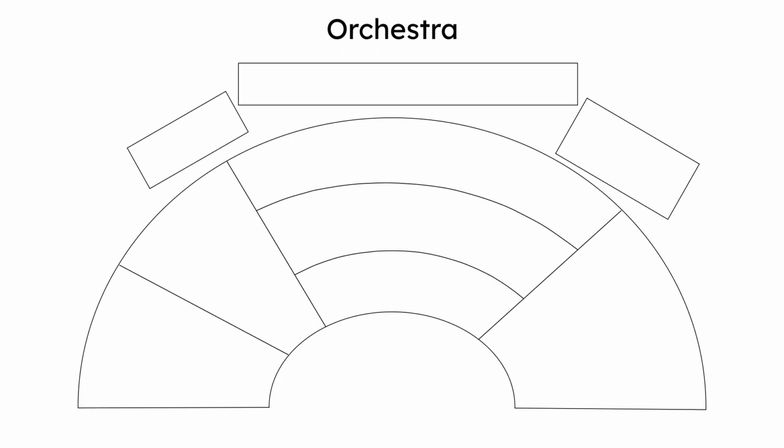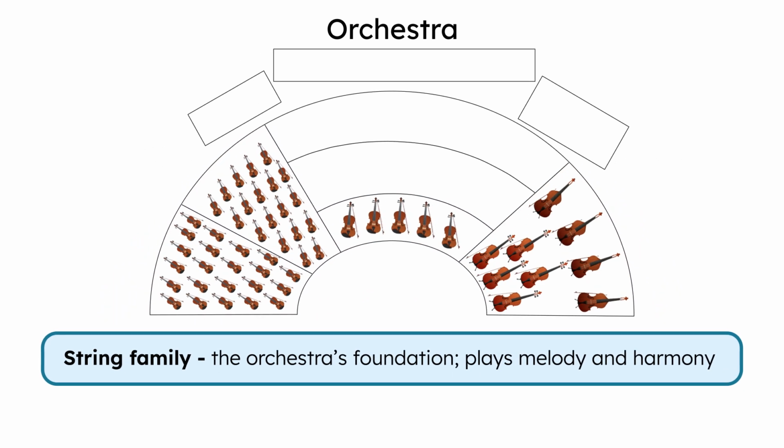In an orchestra, each instrument family plays a special role. First, there's the orchestra's foundation. This family carries the melody and provides rich harmonies. Which family do you think could do all of that? It's the strings. Every orchestra has strings. They are the biggest family in the orchestra.